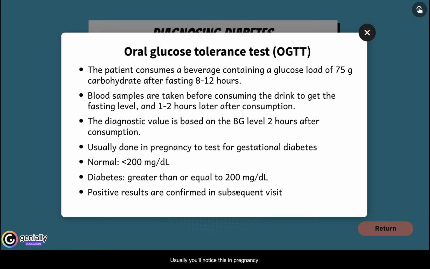Usually you'll notice this in pregnancy. I think it's usually done around 20 weeks or so. They do an oral glucose tolerance test. Positive results, for example a blood sugar of 200 or more after that 2 hours, they confirm in a subsequent visit. Then the patient comes back and they do it again, and that's when it's confirmed.